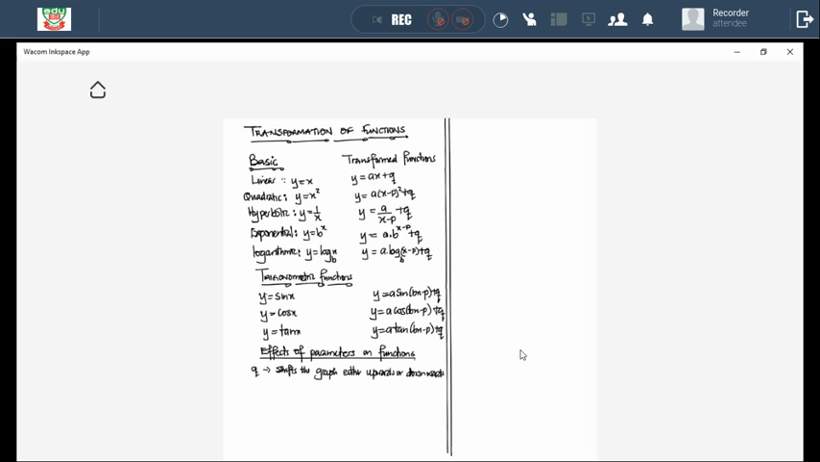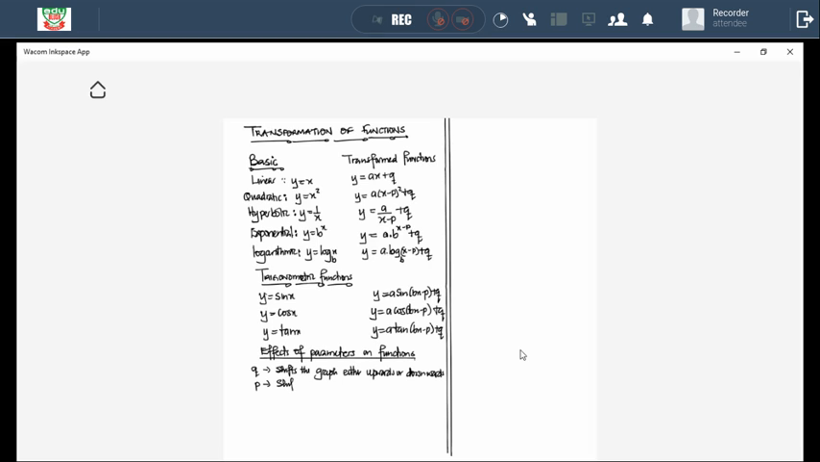So Q affects the graph in two ways. Either it will take the graph up or it will take it down. If Q is positive, the graph will go up. If Q is negative, the graph will go down. We did that in your lower grades, right?